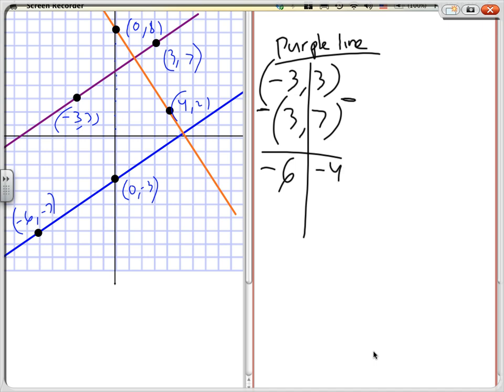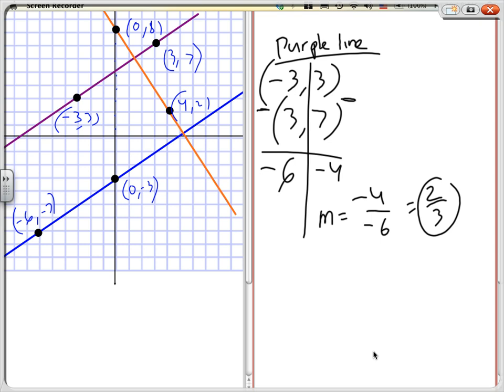-4. Okay, and how do we put these together? Rise over run. Which is? -4 over -6. Rise over run. Very good. Can we simplify, or is it okay as is? Simplify. How do we simplify -4 over -6? 2/3. Okay.